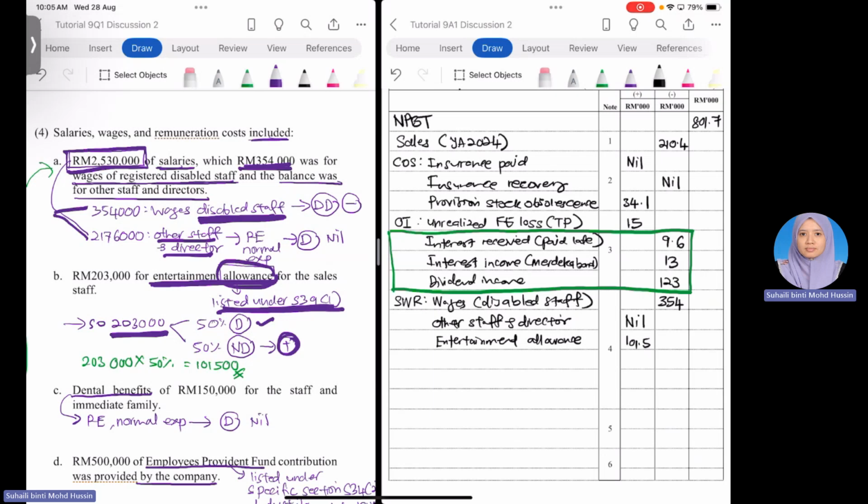Alright, and then number 4C, we have dental benefit. The company paid for the dental benefit to their employee, totaling 150,000 ringgit for the staff and their immediate family. So this is normal. Majority of the companies also provide the dental benefit to the staff of the company. Alright, so this is normal expenditure. So when it's normal expenditure allowed for the deduction, there is no issue. So we don't have to make any more adjustments. So we just record as a nil.